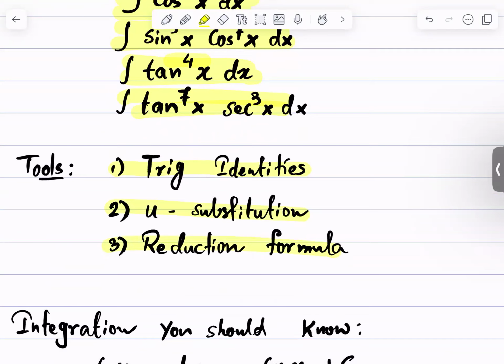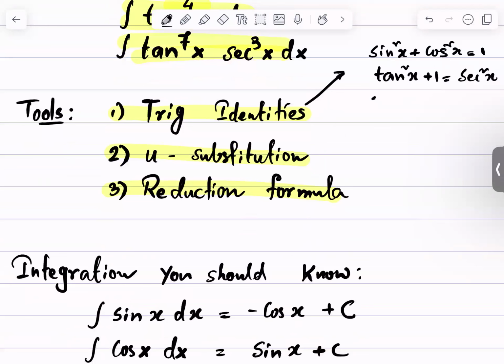So the trigonometric identities that will be useful in this case are like sine square x plus cosine square x is 1, tan square x plus 1 is secant square x, and 1 plus cotangent square x is cosec square x. And probably some others which can be deduced from these three.